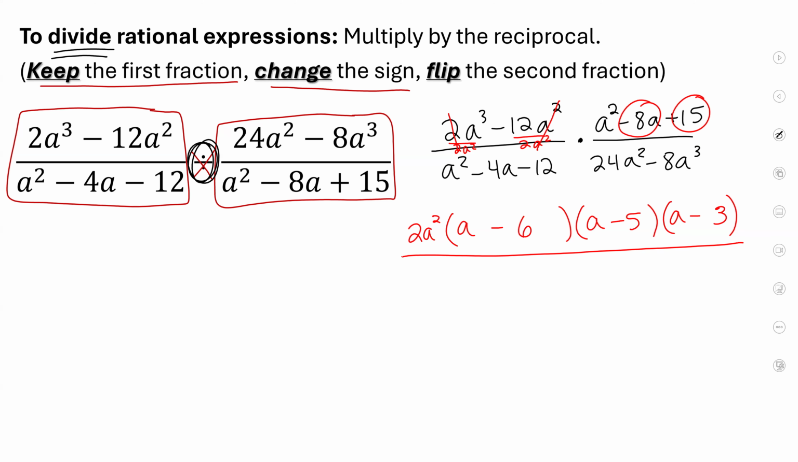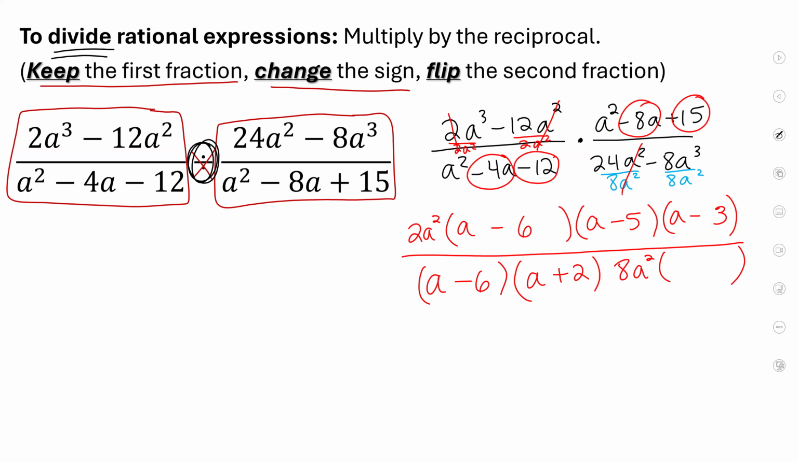Now let's do the denominator. Give me two numbers that multiply to -12, add to -4. Yep, -6 and a +2. All right, now what can both of these be divided by? 8a squared, good. So that will be on the outside, 8a squared. And then let's see what's left. Those cancel. 24 divided by 8 is 3. The 8's cancel, and I'm left with an a. Great.